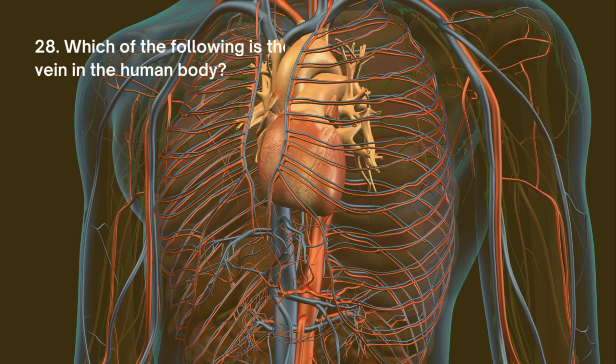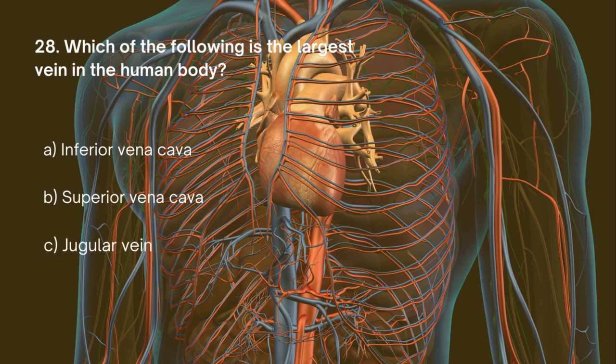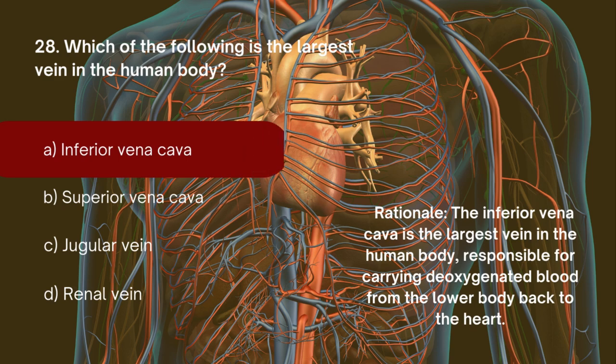28. Which of the following is the largest vein in the human body? A. Inferior vena cava. B. Superior vena cava. C. Jugular vein. D. Renal vein. Rationale: the inferior vena cava is the largest vein in the human body, responsible for carrying deoxygenated blood from the lower body back to the heart.